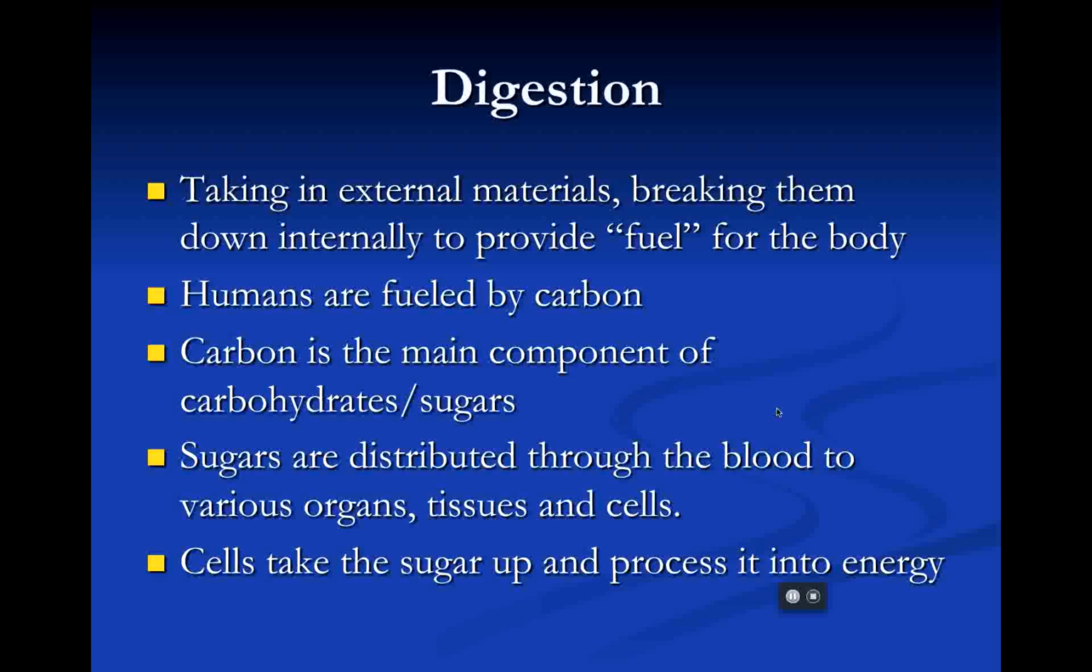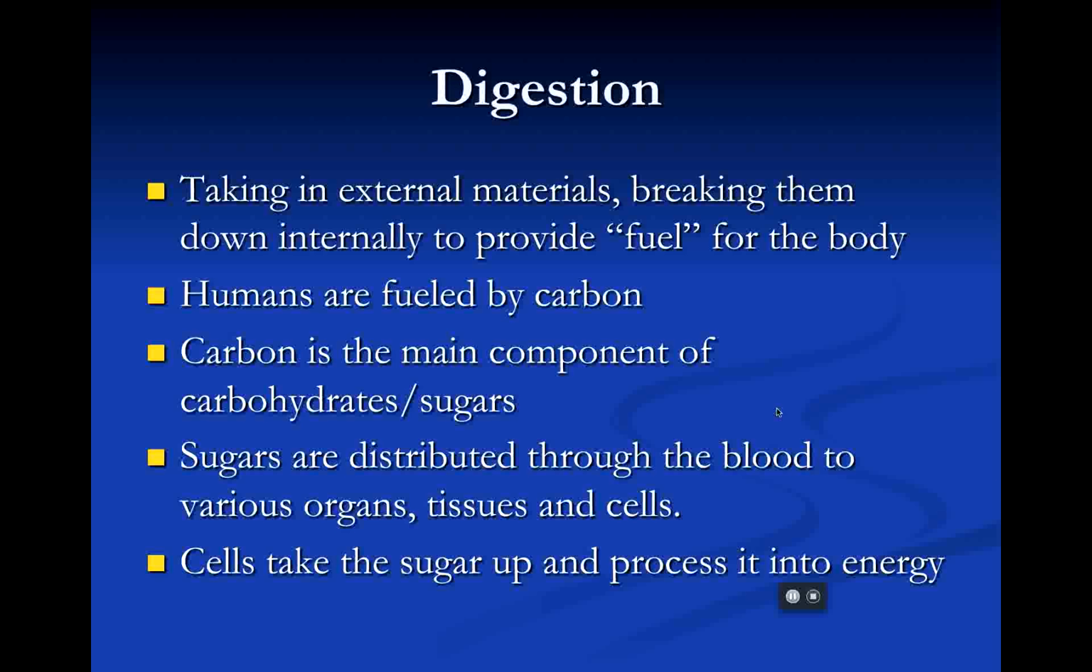Digestion. Again, as a complex animal, we are unable to make our own energy. We must take in external material to provide fuel for our body. Humans are fueled by carbon. It doesn't matter what you eat, your body's going after the carbon. Carbon as in carbohydrates. This is why carbohydrates will always be at the bottom of the food pyramid as the food source that you should eat the most of. Your body loves carbohydrates, which are sugars.